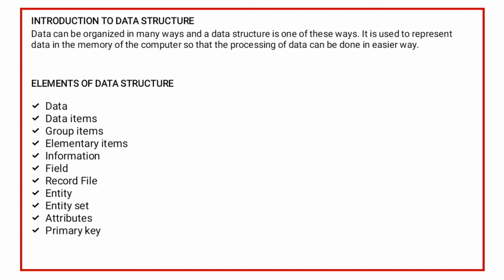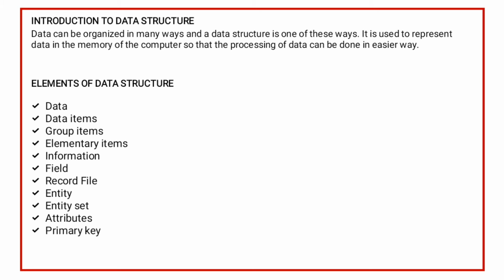The next element is elementary atoms. Data items which are not divided into subatoms are called elementary atoms. For example, pin code is not divided into subatoms. The next element is information. Information is a collection of meaningful data. It is used for data with given attributes.